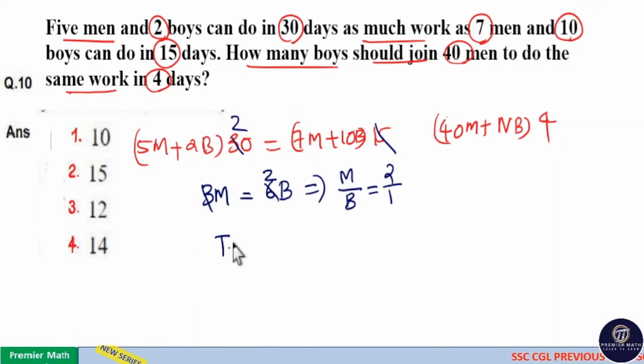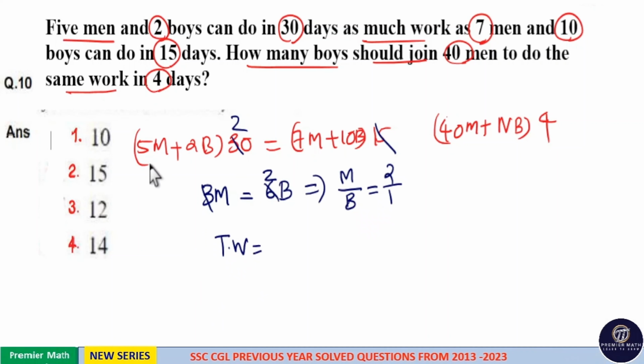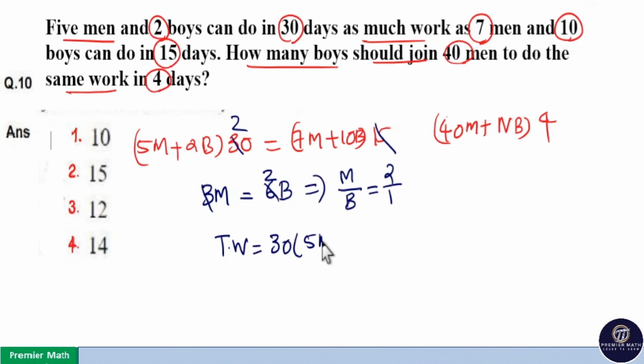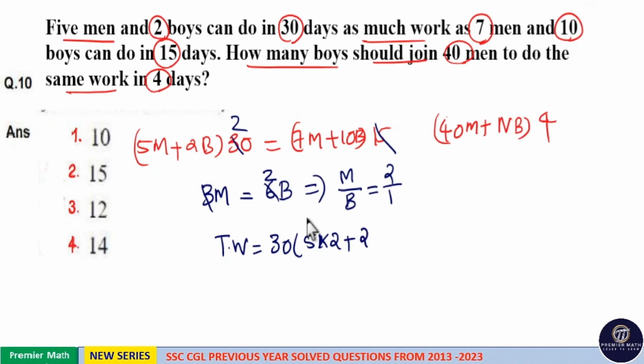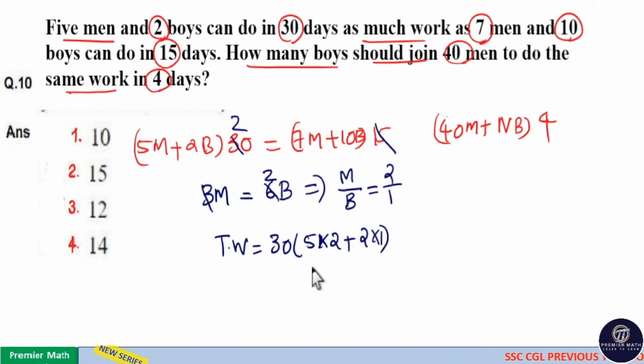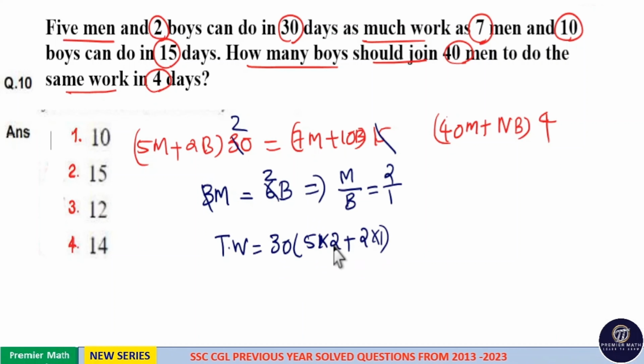Now find the total work. Total work here is equal to, for 30 days, 5 men complete 5 into 2 units of work in a day plus 2 boys complete 2 into 1 unit of work in a day. So this is equal to 5 into 2 is 10, 10 plus 2 is equal to 12. 12 into 30 is 360 units.